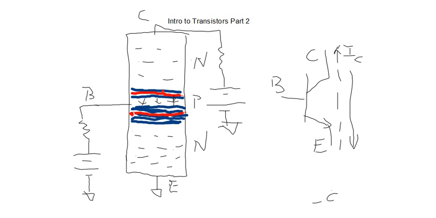The collector N region and the base P region are fairly lightly doped. That means they don't have very many impurities and therefore not too many charge carriers as compared to the emitter anyway. So let's mark that on here. Lightly doped. Lightly doped. And the emitter region, by contrast, is more heavily doped. It has lots of carriers.